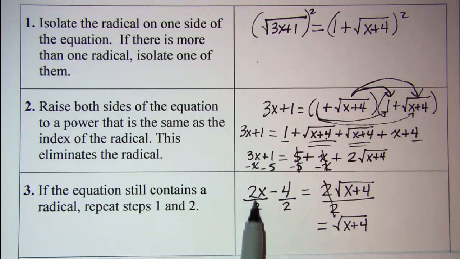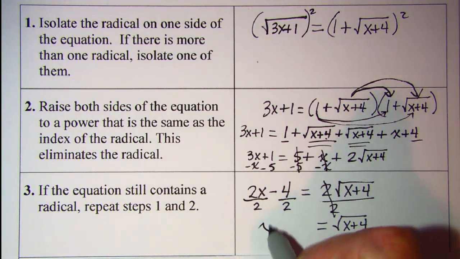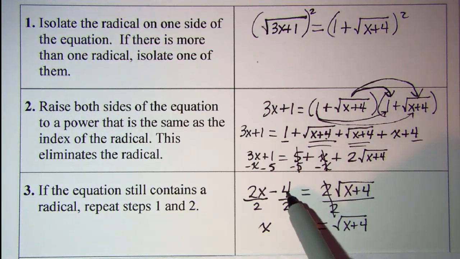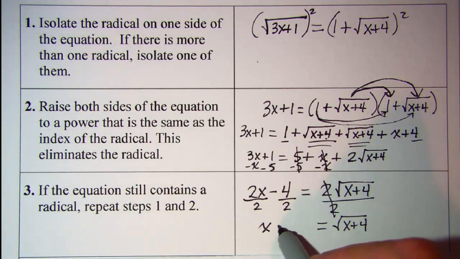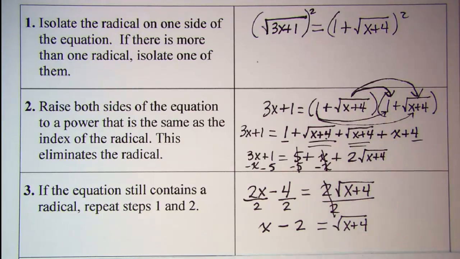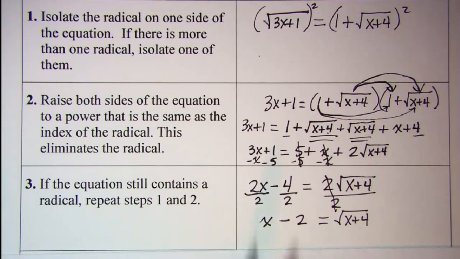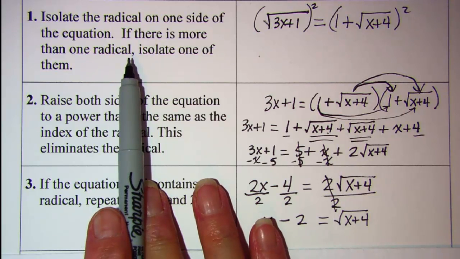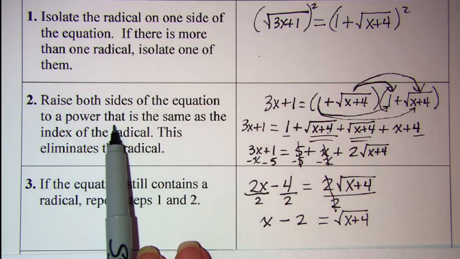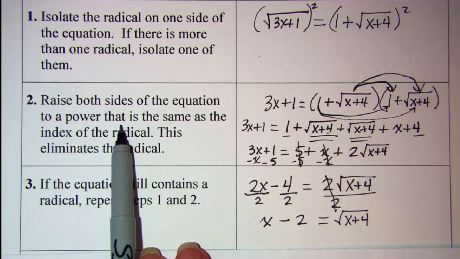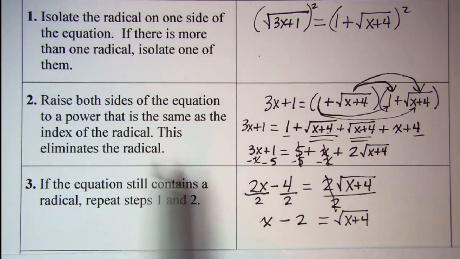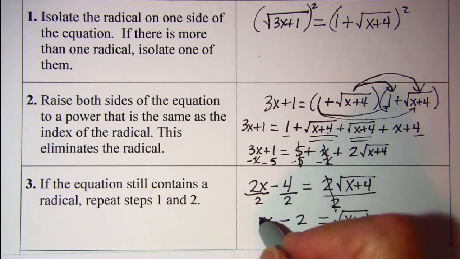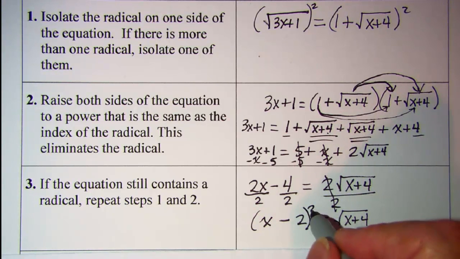On the left, I have 2x divided by 2. That'll just be x. Then 4 divided by 2 is 2. So I have x minus 2. So that takes care of step 1 again, where I'm isolating the radical. And now I still need to raise both sides of the equation to the second power, since my index is 2.